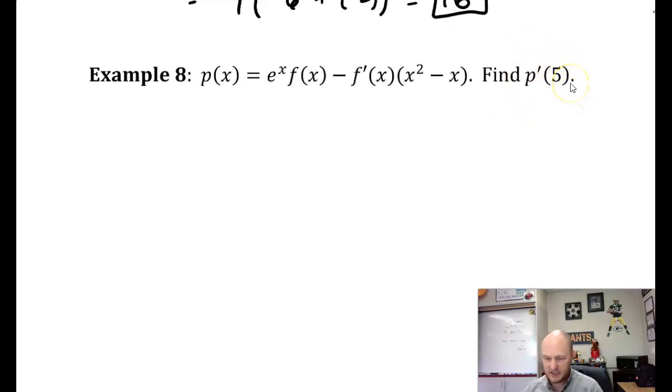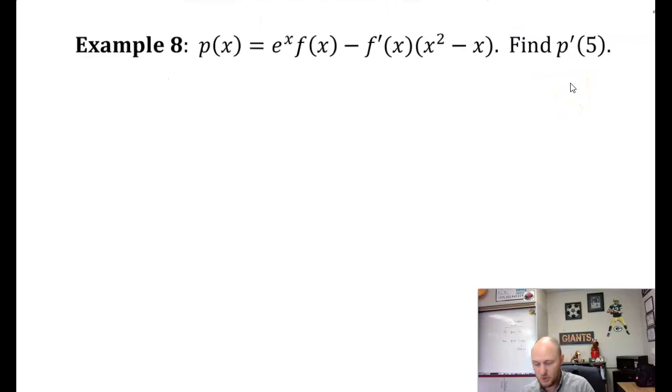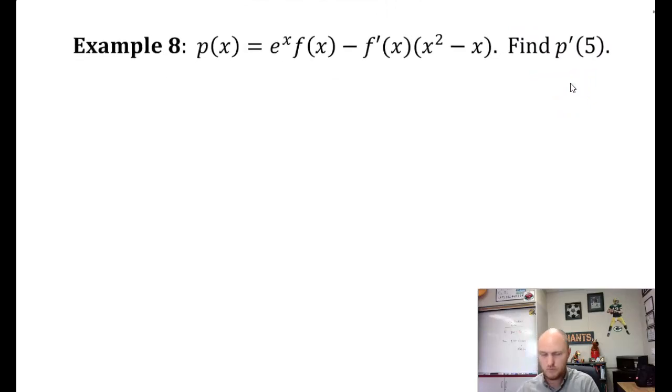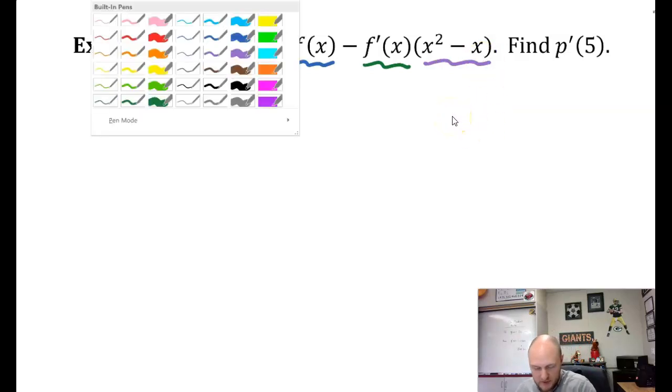Look at this monster. Wow, there's a lot here. So I'm just going to break this down. P of x is equal to e to the power of x times f of x. I'm going to have to do product rule here. That's product rule for sure. Minus f prime of x times x squared minus x. Oh my gosh, I'm going to have to do product rule again, a second time, and pay attention to that negative. Okay, and they want p prime of 5.